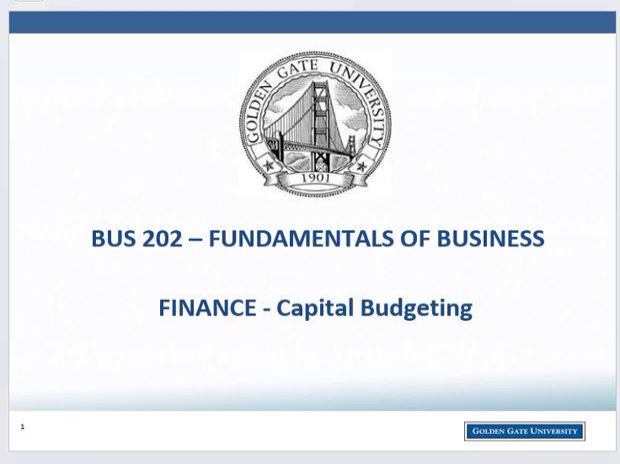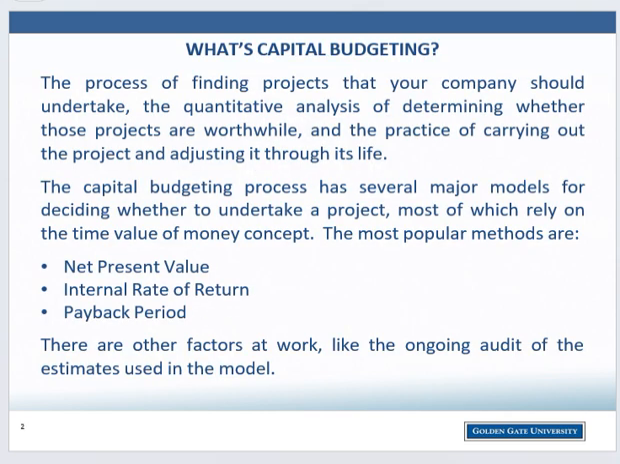So let's get started. Let's define what capital budgeting is. It's the process of finding the projects that your company should undertake. It's the quantitative analysis of whether those projects are worthwhile or not, whether the projects are feasible or not. There are popular methods such as net present value, internal rate of return, and payback period. In the industry, net present value is the one that's used most often. It's rigorous and it gives you a more accurate result. It gives you the time value of money.